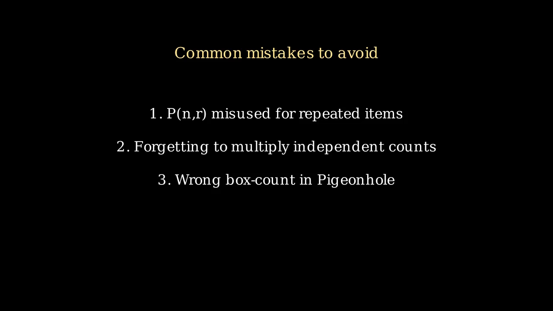Second, forgetting to multiply independent counting stages together, like in worked example C: choosing the women and choosing the men are separate independent decisions, and independent choices always multiply. And third, applying the pigeonhole principle with the wrong count for the number of boxes. Get that count wrong and the entire argument falls apart.